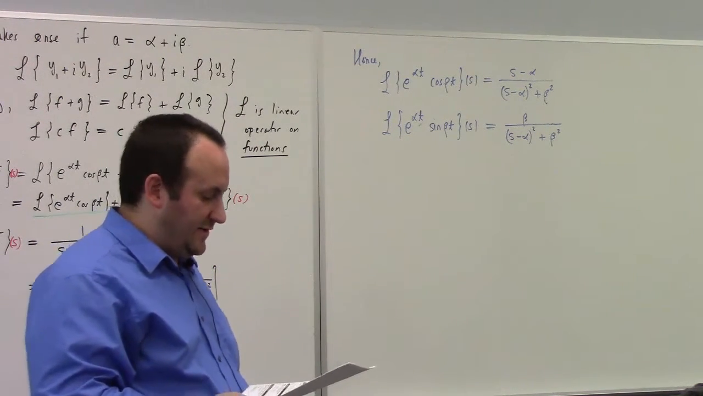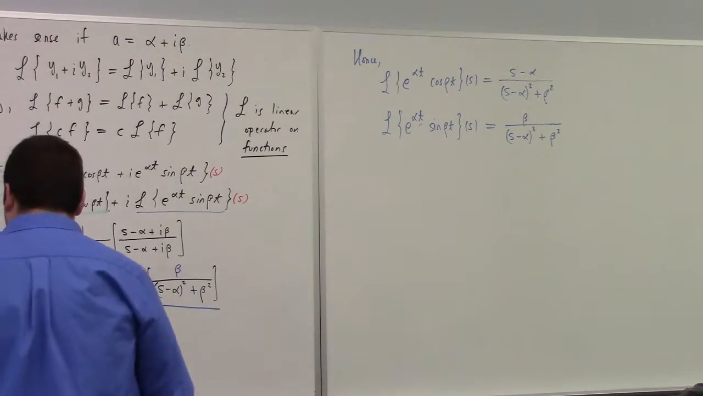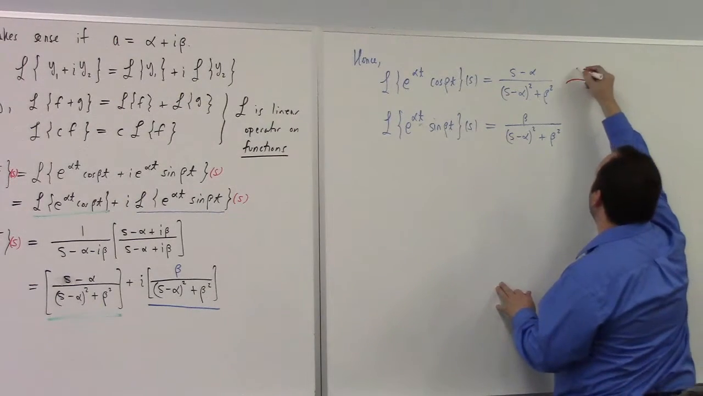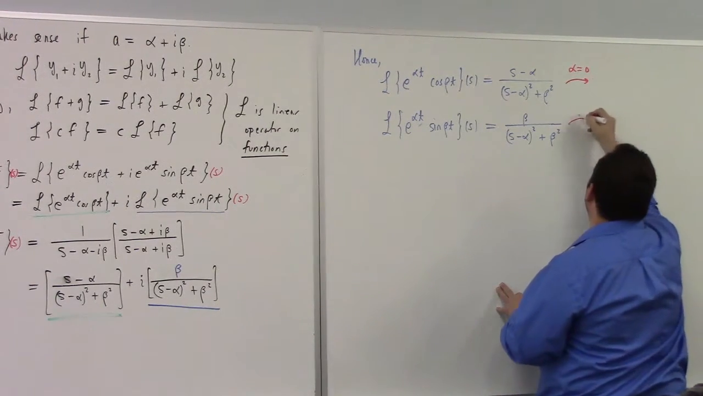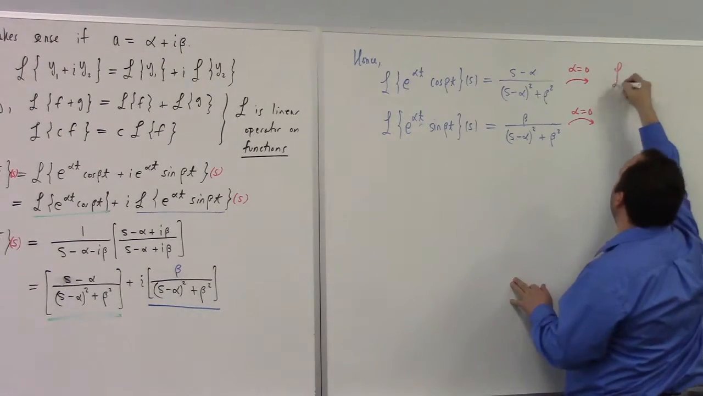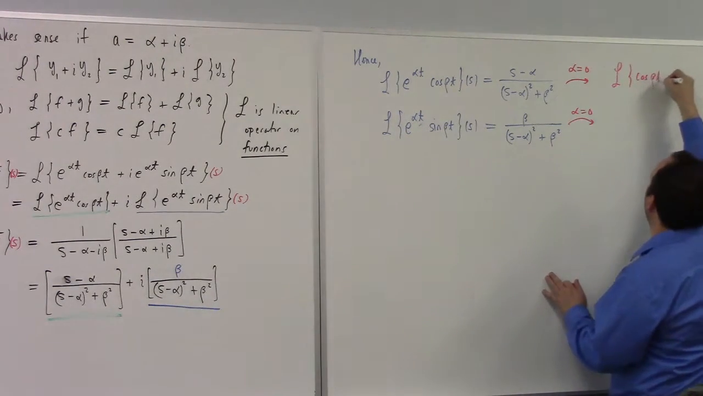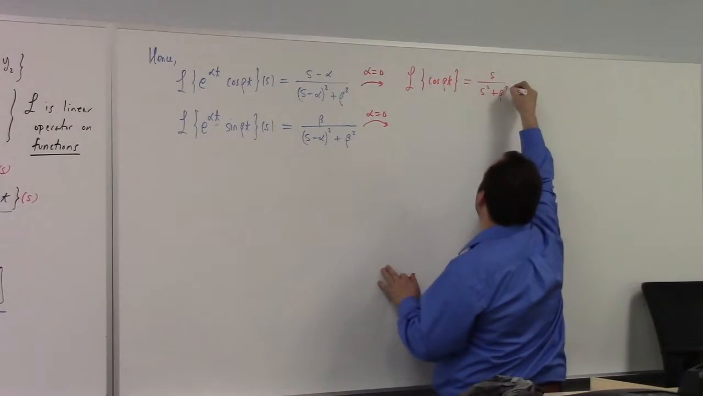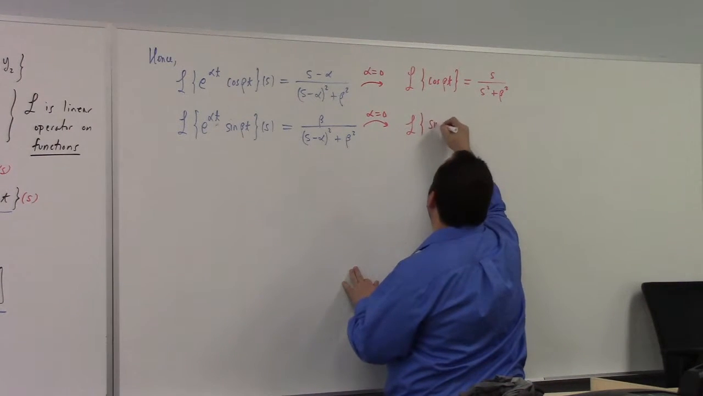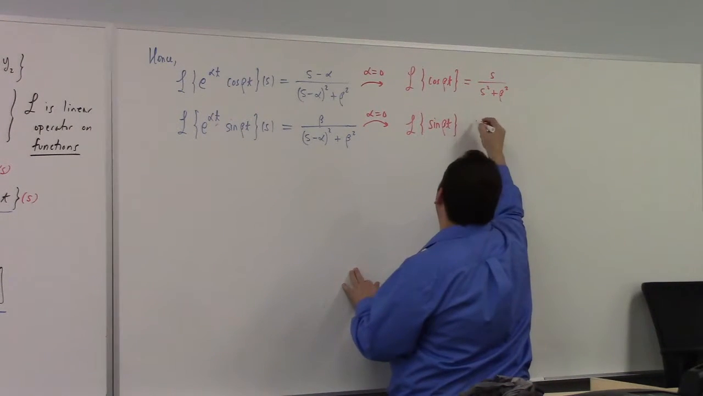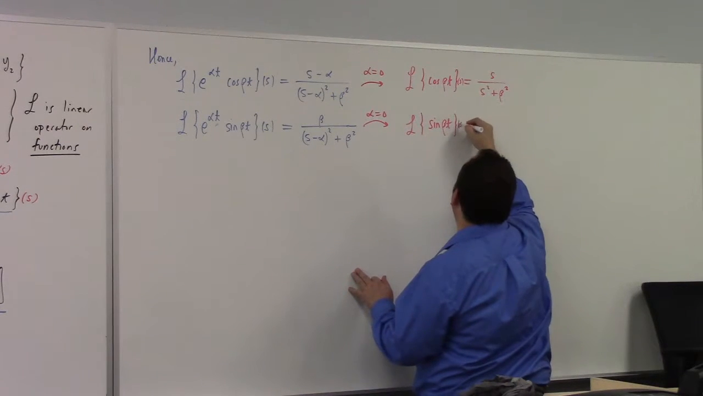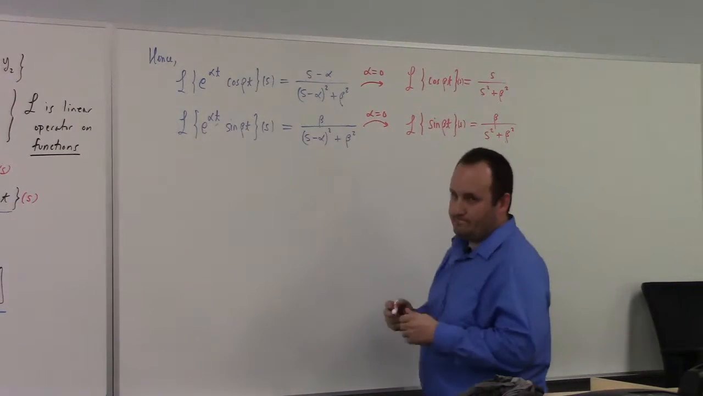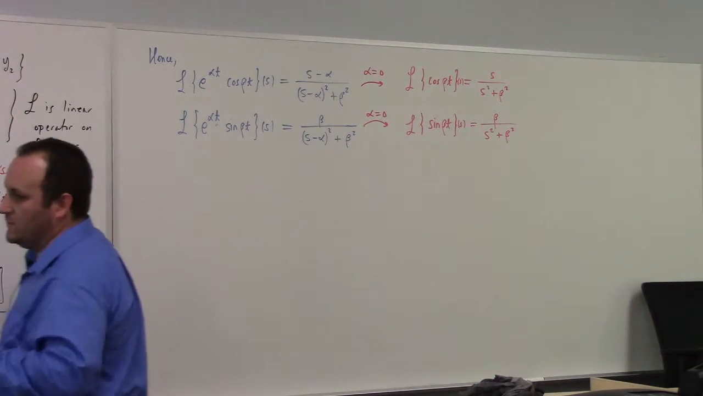You notice that sine and cosine are special subcases of this, right? If I have this, I can easily get the sine and cosine from this. Alpha equals 0, what does it give me? The Laplace transform of cosine beta t is s over s squared plus beta squared, and the Laplace transform of sine beta t is beta over s squared plus beta squared.